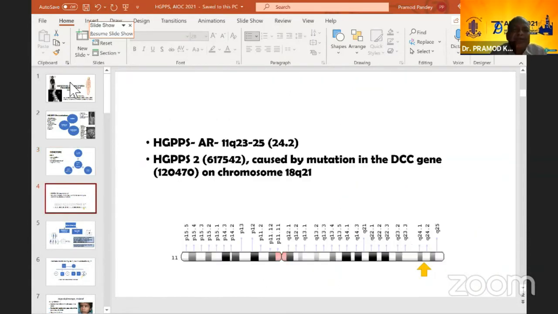Now, there are two types that have been described. The common one is HGPPS, autosomal recessive, which is on chromosome 11 short arm. And there is another one, which is rarely seen, which is caused by mutation in the DCC gene on chromosome 18 short arm. Few cases of this have been described. The most important is the one on chromosome 11.